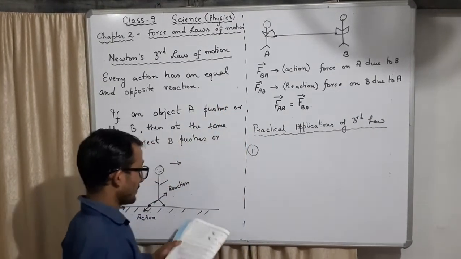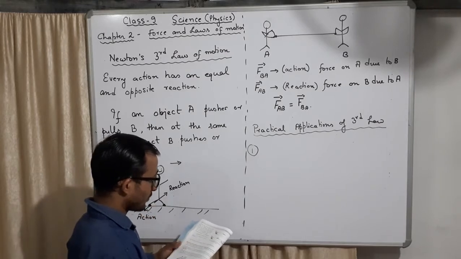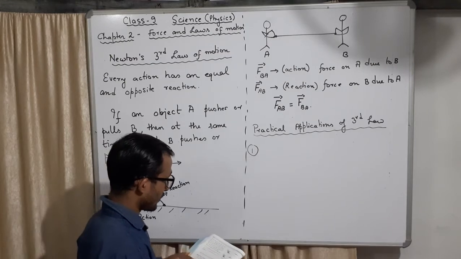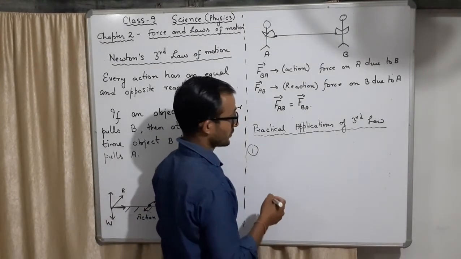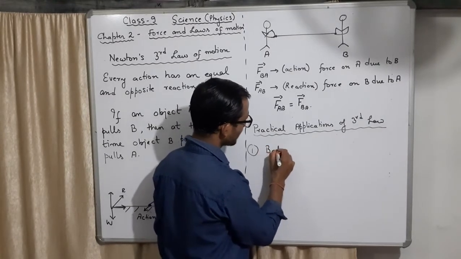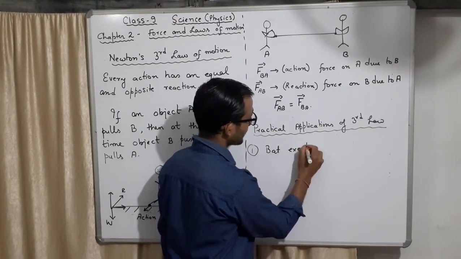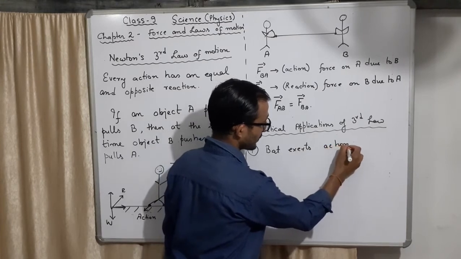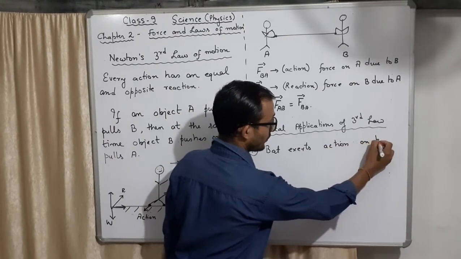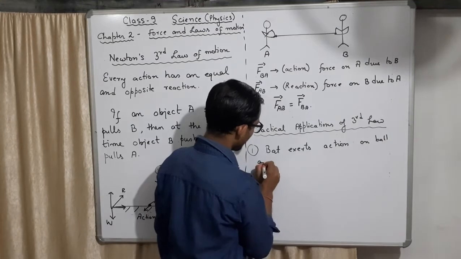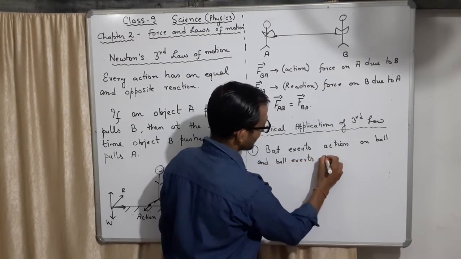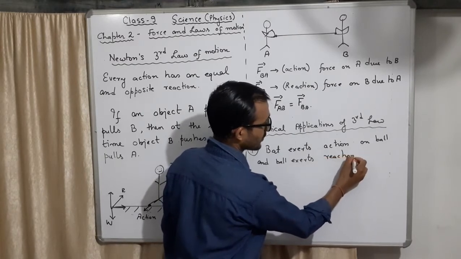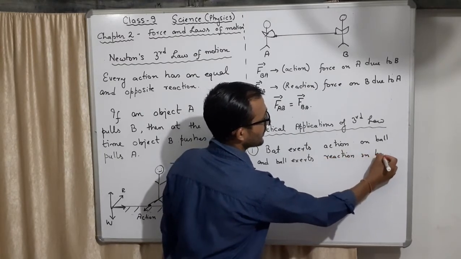The first example: when a batsman hits a ball, the bat exerts a force on the ball, action, and the ball exerts an equal and opposite force on the bat. Bat exerts action on ball and ball exerts reaction on bat. So easy, isn't it?